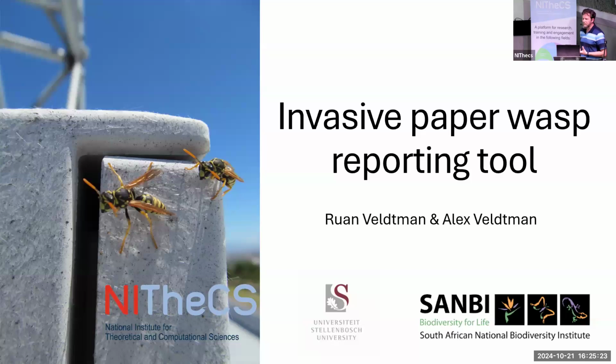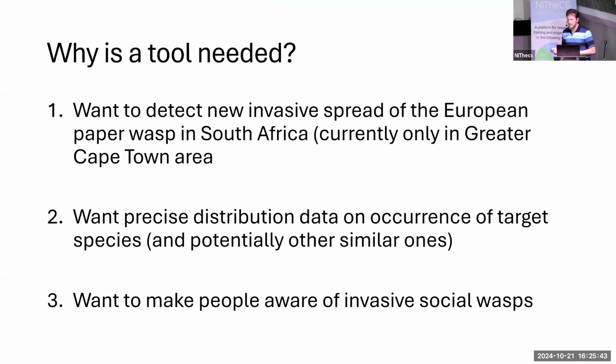Okay, so this gave us the idea for this reporting tool that we want, or an app. And I asked my brother, because it's sort of his field, and we discussed, I think it was over a family dinner, we said, let's try and do this. So that's what actually started this talk today. So why would we need this tool? We want to detect new invasive spread of this species in South Africa, have it at a very fine level, so that you can do GIS with the information.